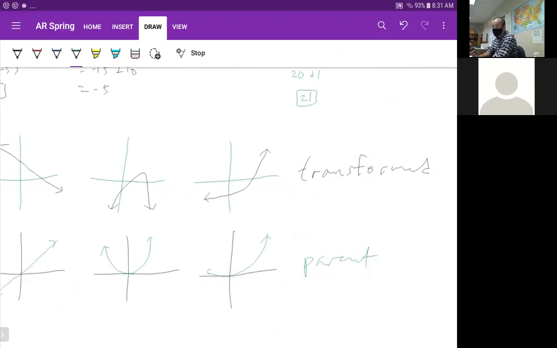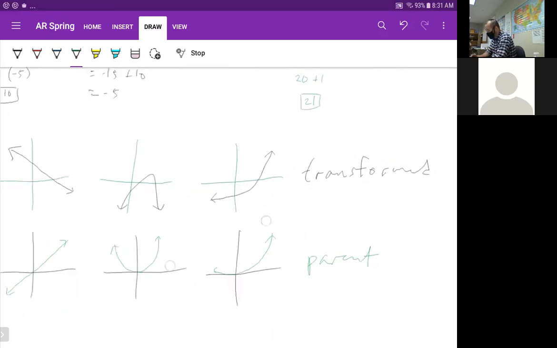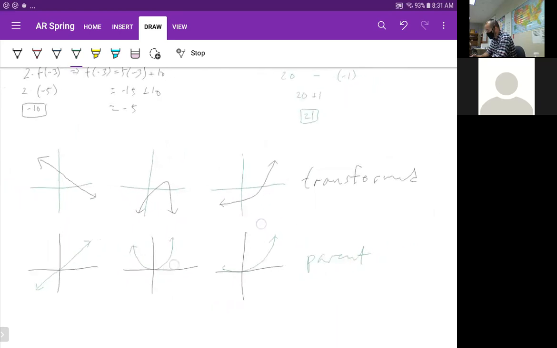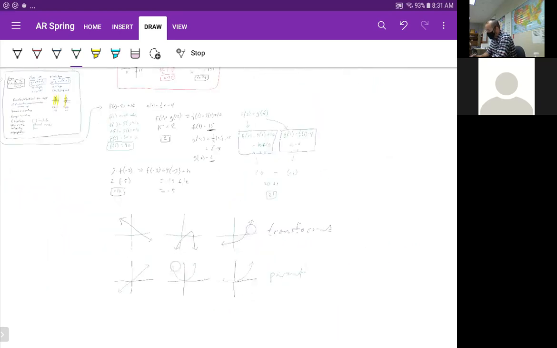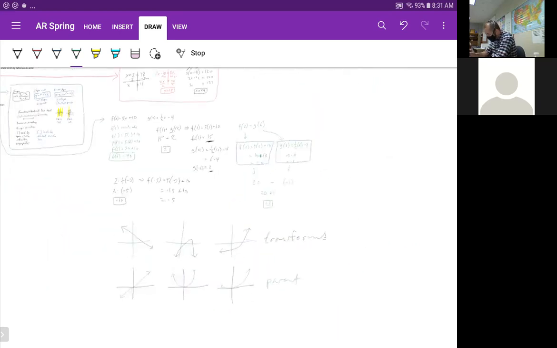So you take the parent functions, you apply shifts, vertical and horizontal shifts, and you can also do stretches and shrinks to get the transformations. Okay, that one was the meteor section.